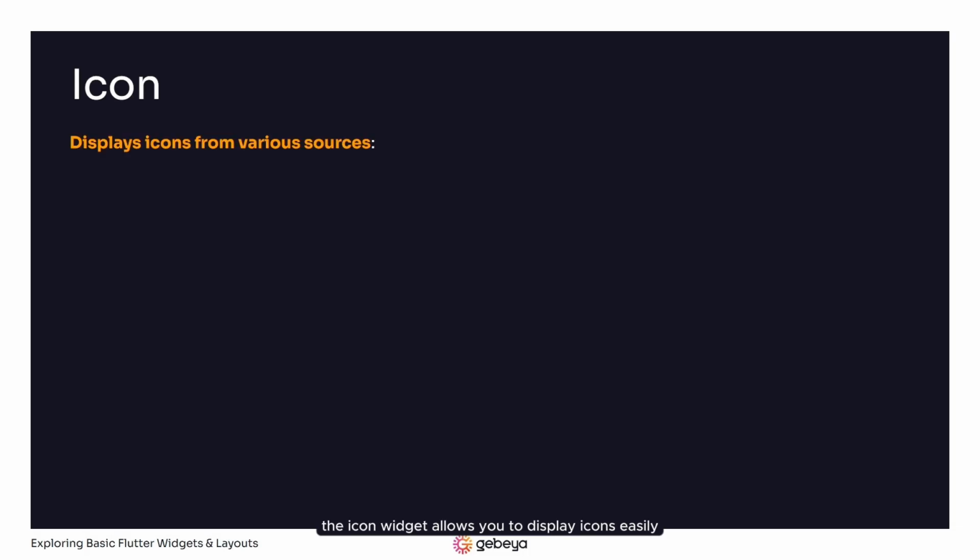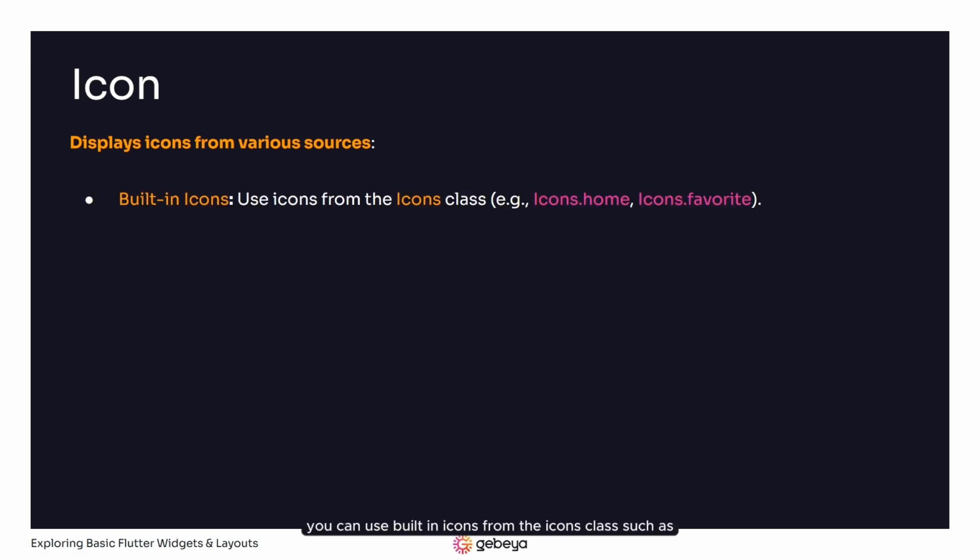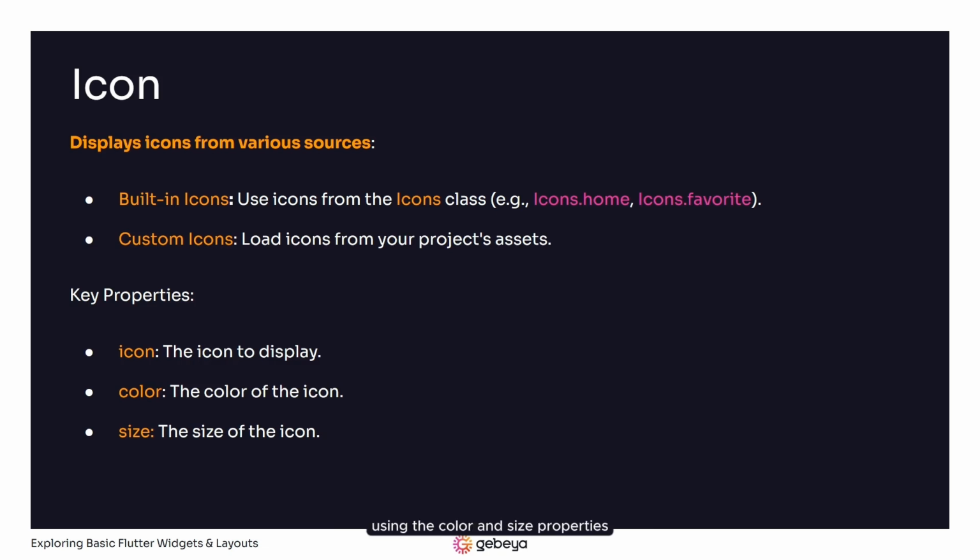The Icon widget allows you to display icons easily in your app. You can use built-in icons from the Icons class, such as Icons.home or Icons.favorite, or load custom icons from your project assets. You can customize icons using the color and size properties to fit your design needs. For example, Icon, Icons.favorite, color, Colors.red, size 30.